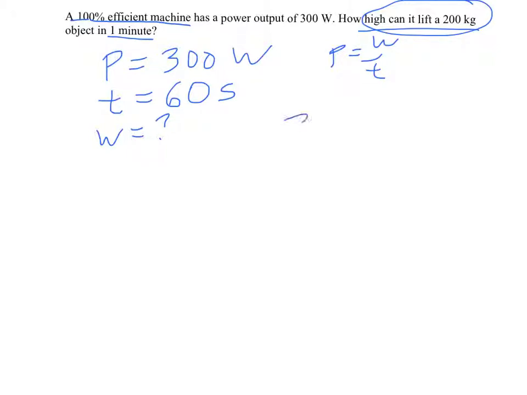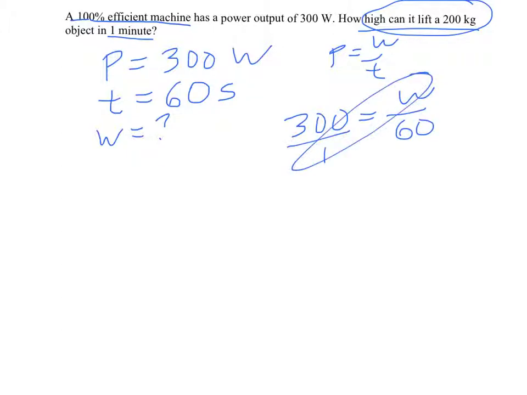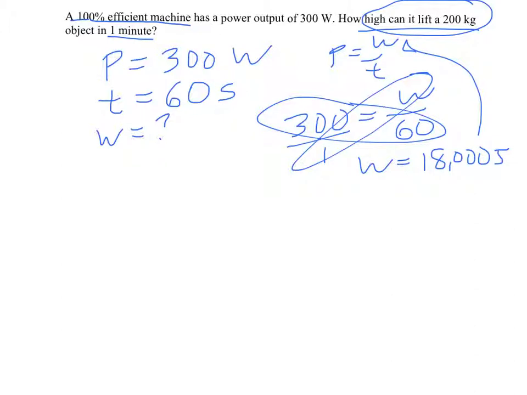So that means that 300 equals work over 60. So cross multiply, W times 1 is work. 300 times 60 will be 18,000 joules. And again, to double check that, I can just plug 18,000 in and 60 in, divide those, and make sure I'm getting 300, which when I do that, I do get 300. So now I know my work is 18,000 joules.